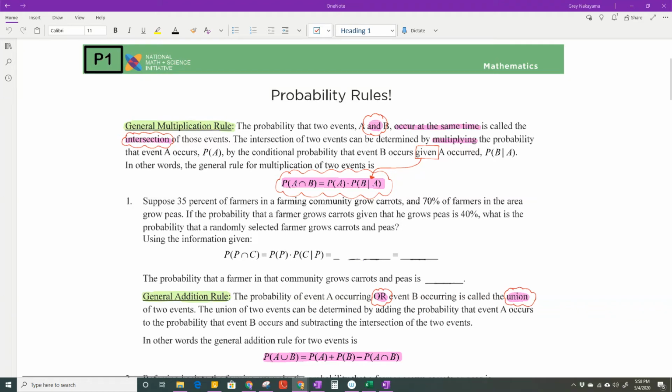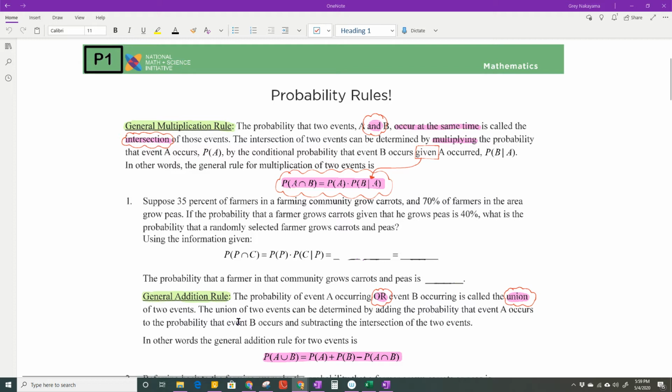Okay, today's lesson is P1, and it is from a different packet, not in our book. I really like the way they teach the probability in these things. It was a class that I went to years ago. The title of this first packet is Probability Rules. We're going to start off with two basic rules here, the general multiplication rule and the general addition rule.